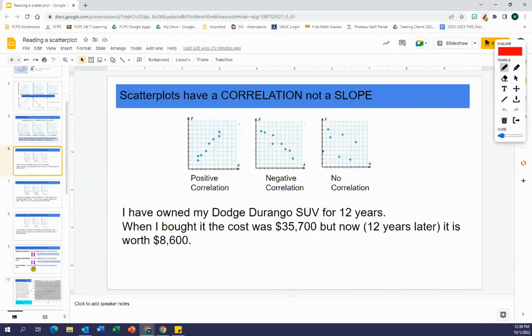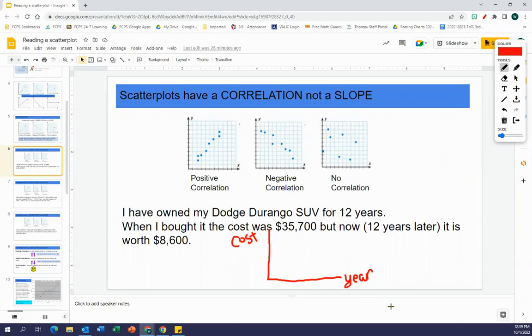I do own a Dodge Durango, and I have had it for 12 years. So I've owned my Dodge Durango SUV for 12 years. When I bought it, the cost was $35,700. But now, 12 years later, it's worth $8,600. So I'm going to make a quick sketch. And I'm going to say years is on the x-axis. Cost is on the y-axis.